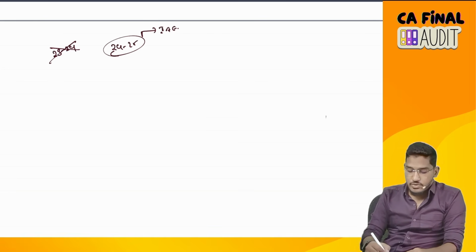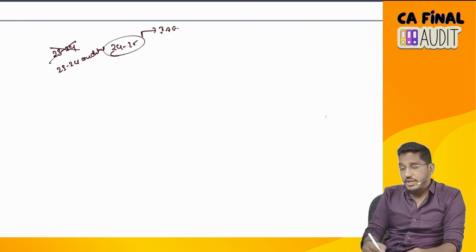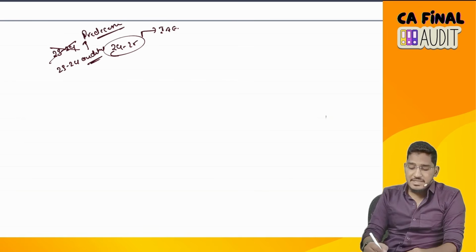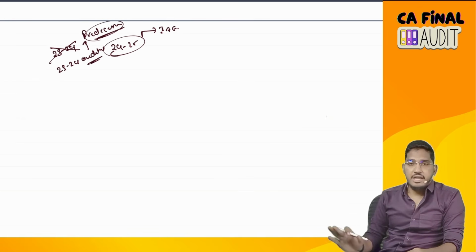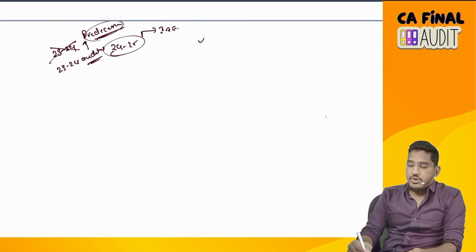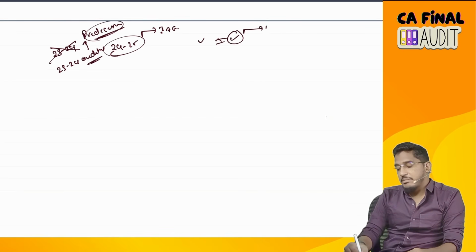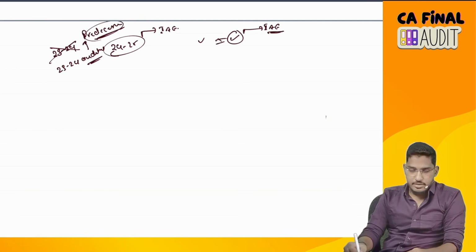Or last year, 23-24, it was audited, but not by the same person. It was audited by a predecessor auditor. Some different firm has done the audit of last year. That means the last year auditor and current year auditor are different. If I have to put it in simple terms, if the last year auditor and current year auditor are different persons, then the current year audit will become an initial audit engagement.